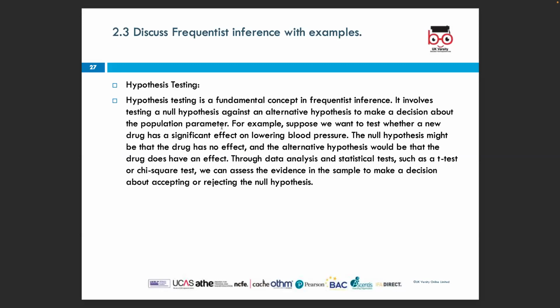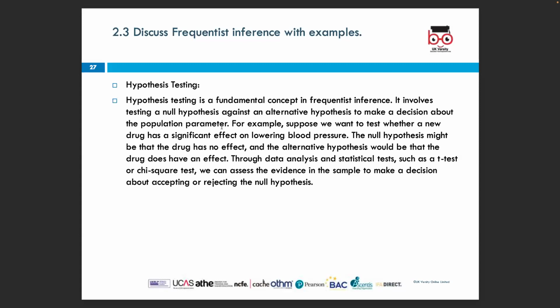So we have discussed frequentist inference with examples. We have hypothesis testing. We've looked at this previously, and then we are looking at it in detail again. This is a fundamental concept in frequentist inference. It involves testing a null hypothesis, that's literally what it is about, against an alternative hypothesis to make a decision about the population parameter. So you have a null hypothesis, and you want to test it against the alternative hypothesis. That's what hypothesis testing is.